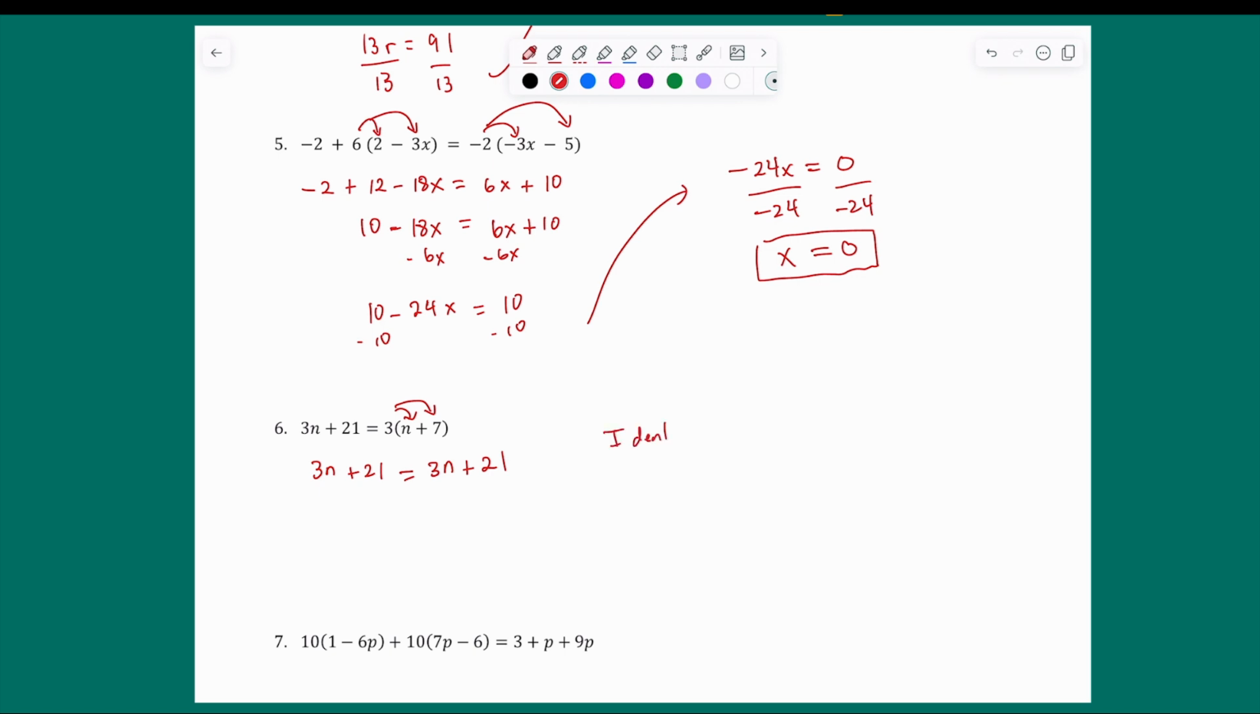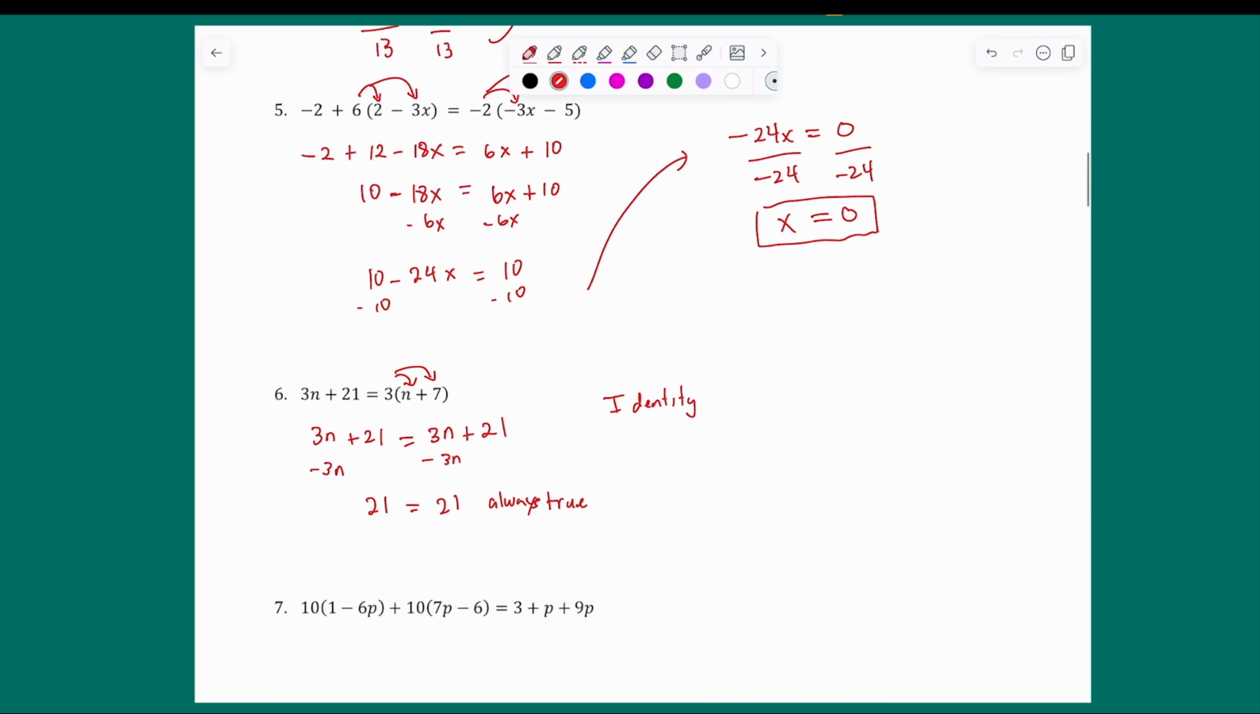In fact, if you go further and try to isolate the variable, I would subtract, say, 3n on both sides, and that would give me 21 equals 21, which is always true. So an identity is basically a statement that's always true for all values of the variable, unless you have to restrict it for some reason.